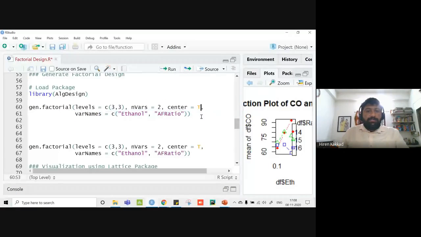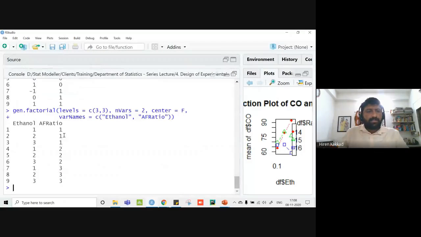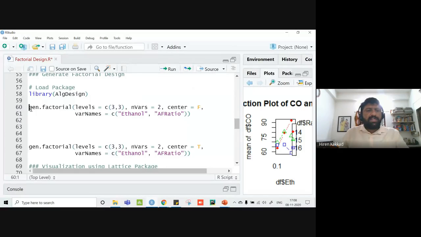Now if I make it false, like center is equal to false, and then if I run this, I'll be getting 1, 2, 3, that kind of thing. So that is how we can generate the design from R using this AlgDesign package. And we can also save this and export this.